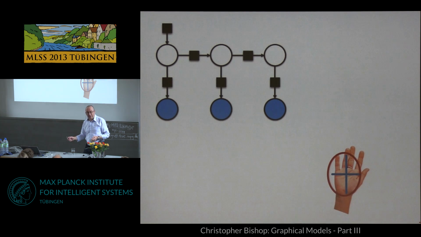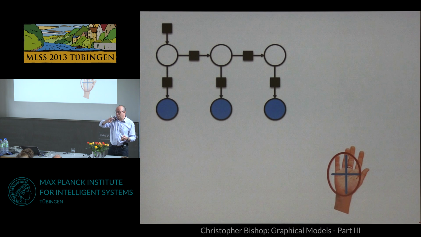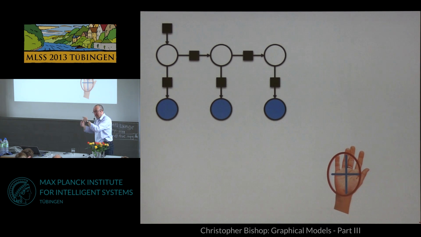And we did that yesterday. We had this notion of sending information one way on the graph and then the other way on the graph. So there's a message going in each direction across every link. And that allowed me to get posterior marginals for every node in the graph. I could do the same thing here.